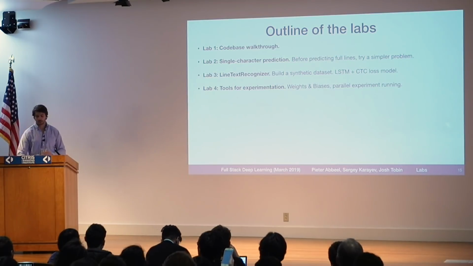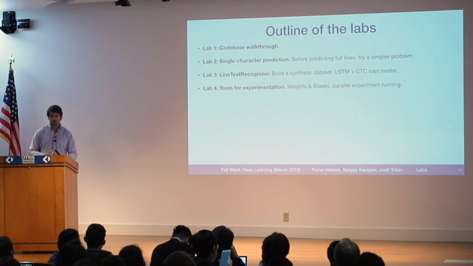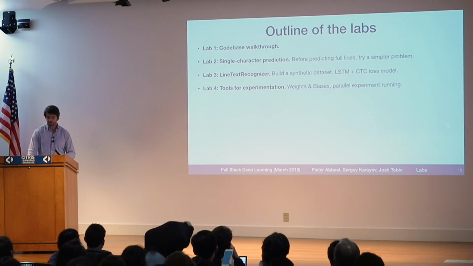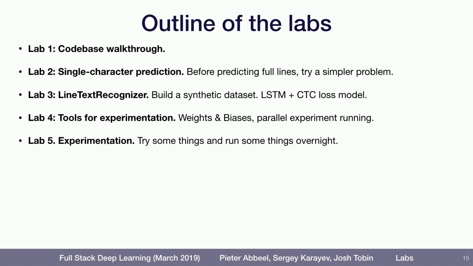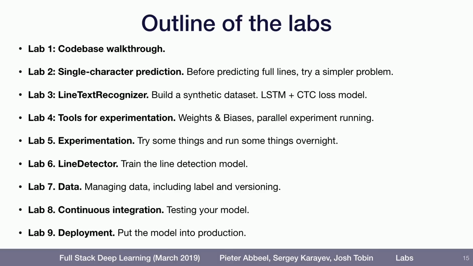So weights and biases for experiment management, and then some scripts that we've written to do parallel training for hyperparameter search, for example. Then we'll give you a little bit of time, hopefully, to try some things out on your own. Maybe let some models train for a while and see if you can make improvements. And then tomorrow we'll train the line detector model, and then we'll talk about managing data, labeling data, versioning data, then talk about testing and continuous integration, and then finally we'll talk about deployment.